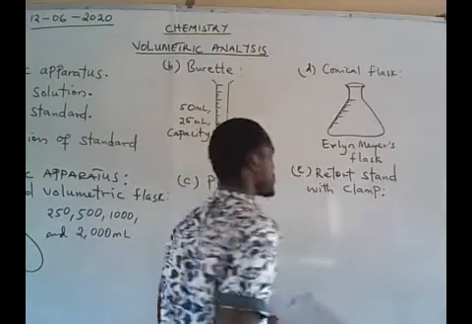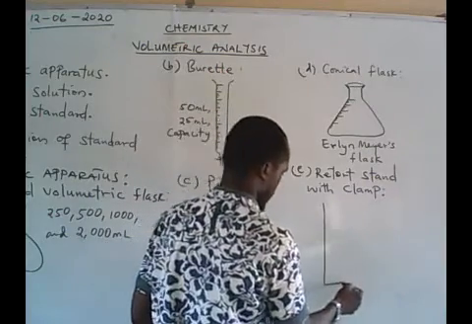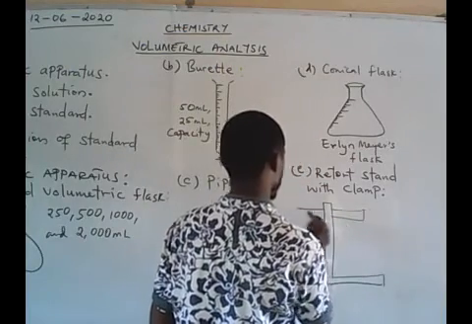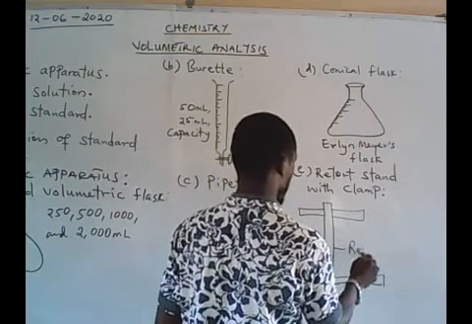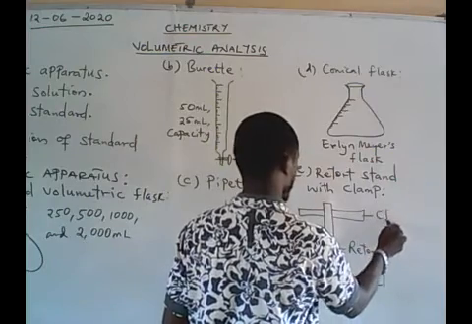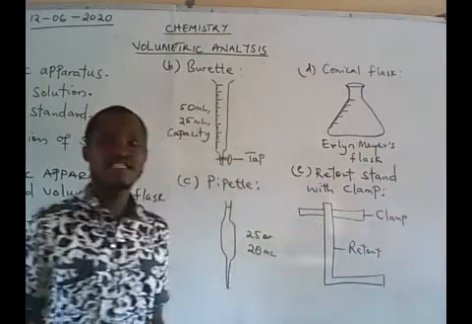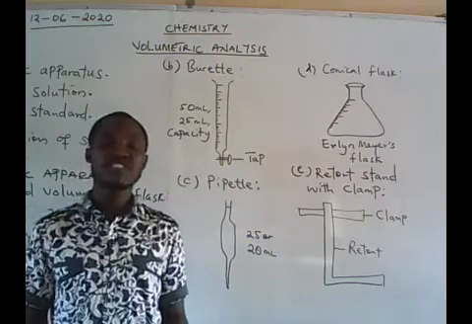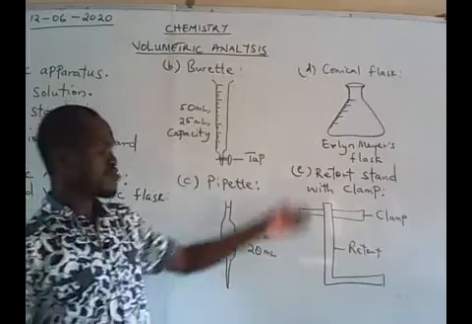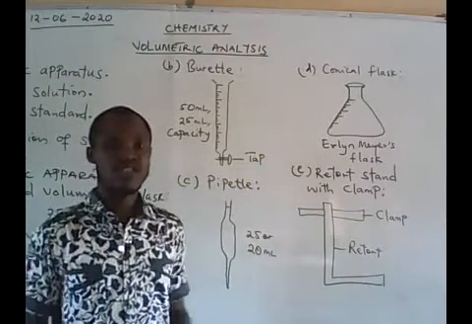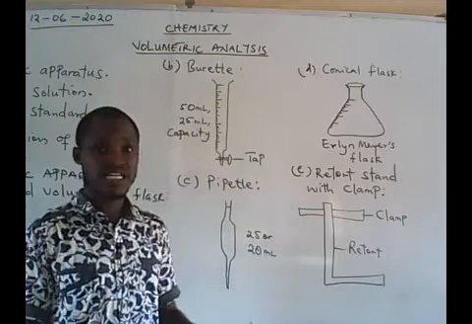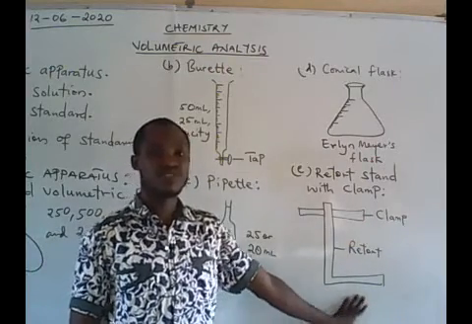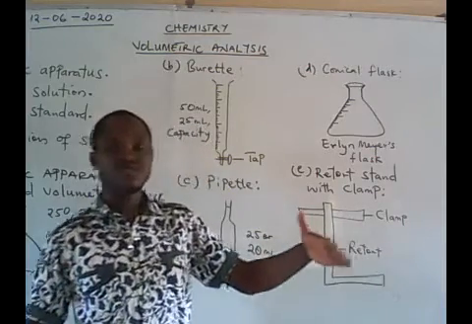So this retort stand with clamp looks like this. This is the retort. Then it has a clamp here. So this one is the retort. Okay. While this is the clamp. So the retort stand with clamp is used for supporting the burette. Are we together? So you mount the burette, which can help to hold or to be held on the retort stand. So you clamp the burette here, and then you have the base which gives the support so that the burette will not slip and fall down.